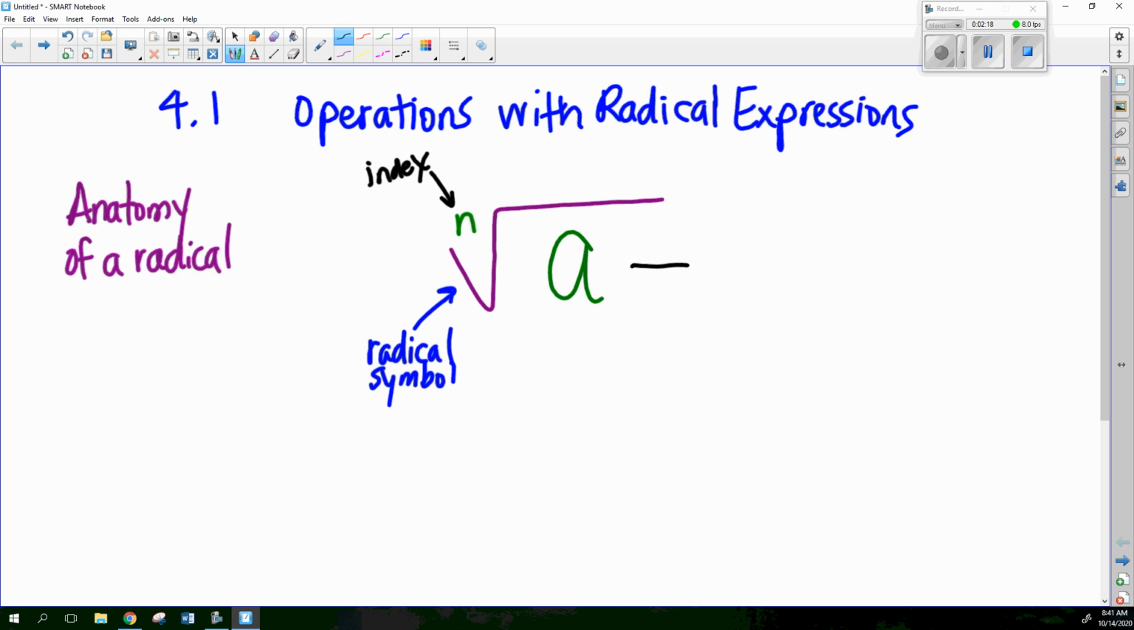And then the stuff underneath it, that's called the radicand, and that's the part that we're actually going to be simplifying, okay? That's the part that we're going to be simplifying. So that is our anatomy of a radical. That's the name of all the parts. All right. Okay, so we're going to be simplifying these a specific way. And you did some of this in Algebra 1. Okay, you did some of this in Algebra 1. So I'm hoping that once you see it, it comes back fairly quickly. All right.